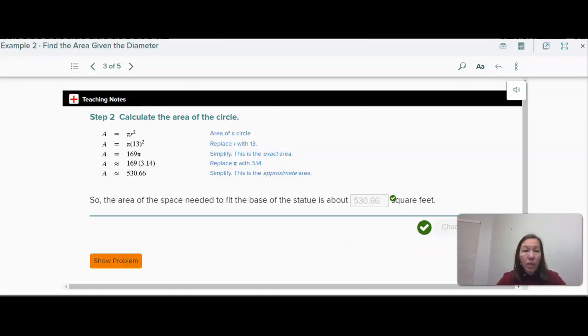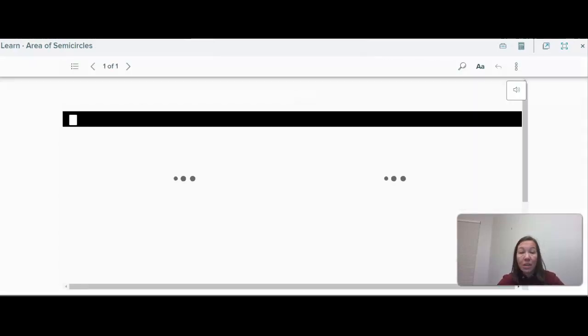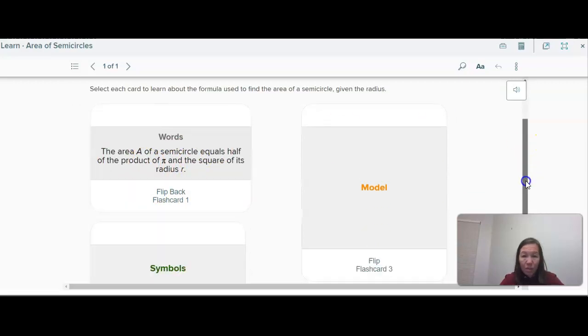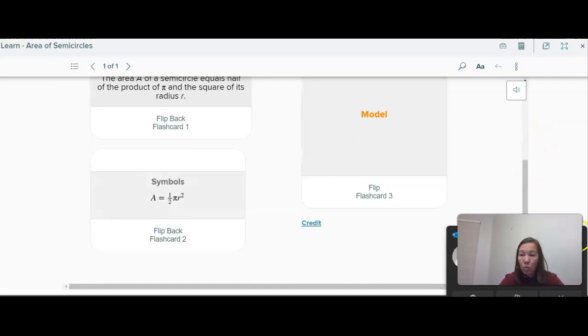Yeah, okay. So now on page 460, what if we don't want to find the area of the whole circle, but we want to find the area of a semicircle? A semicircle is half a circle. So think about that. If I just want half the circle, then it's just half the product of pi and the radius squared. So it would just be 1/2 pi r squared.